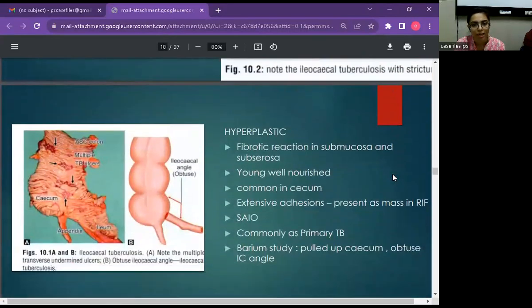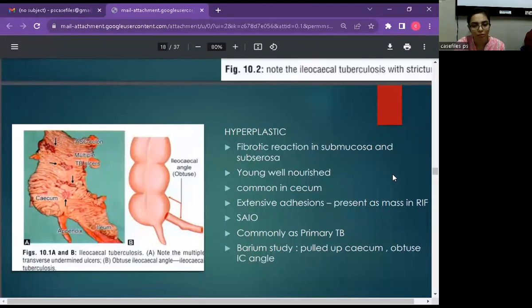In hyperplastic type, there is fibrotic reaction in the submucosa and the subserosa, which causes hyperplastic and nodular formation, and occurs in young, well-nourished patients. It most commonly includes the cecum. Extensive adhesions are present in the right iliac fossa, so patients present most commonly as a mass in the right iliac fossa or subacute obstruction.